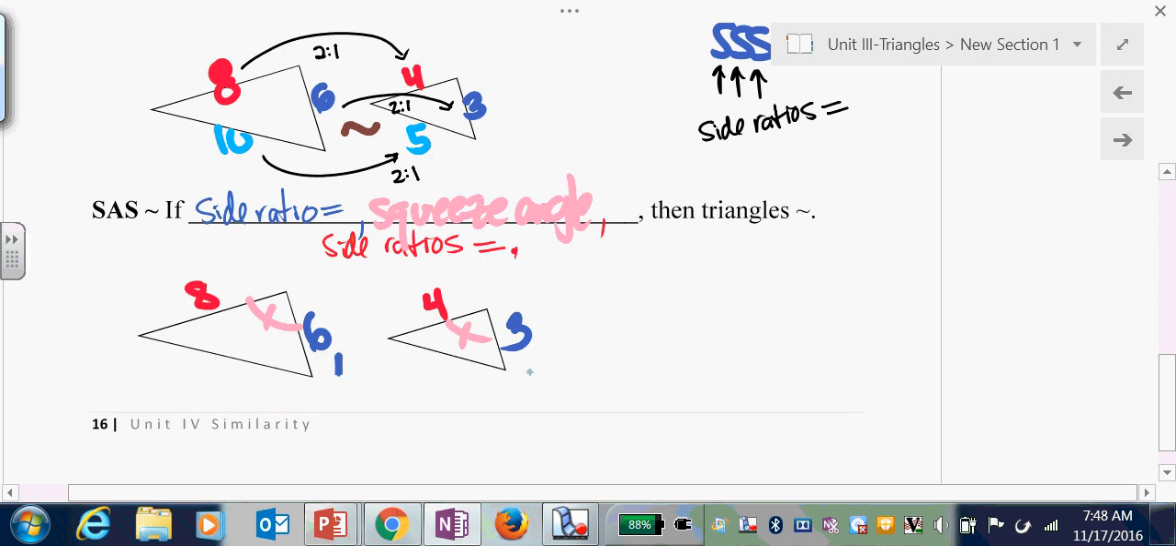Notice we have a 1 to 2 ratio. Here's also a 1 to 2 ratio. And then a squeezed angle. So this spells side angle side similarity shortcut.